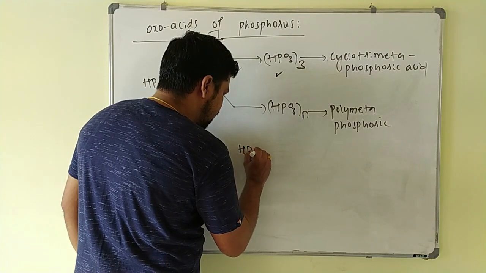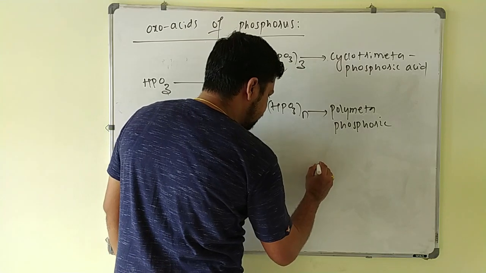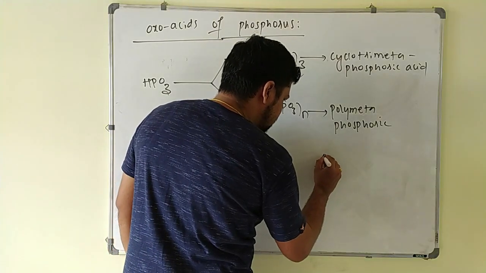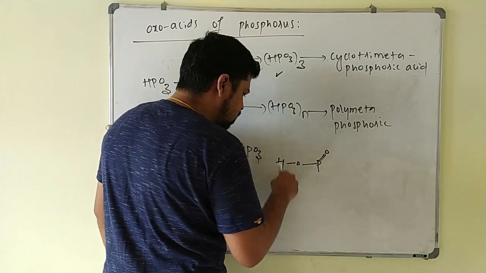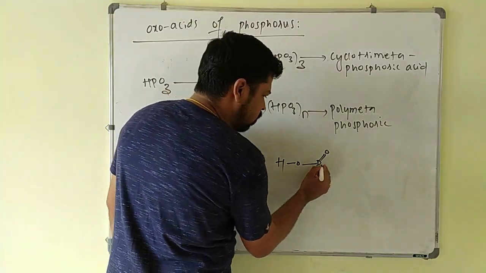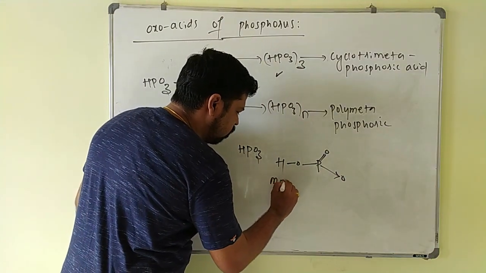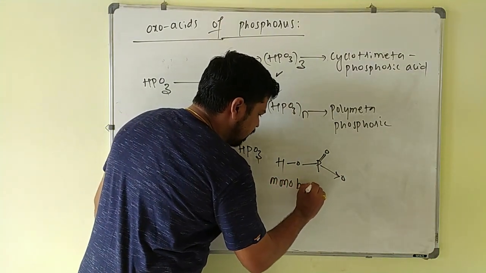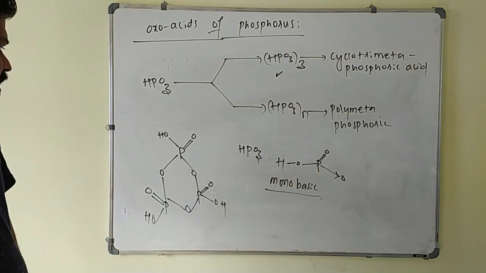I will write HPO3. In this one, phosphorus is the central atom, and one oxygen double bond is there. It will form a single bond with oxygen, and it is like this. The lone pair of electrons is given towards another oxygen, so that it is monobasic in nature. Monobasic acid it is.